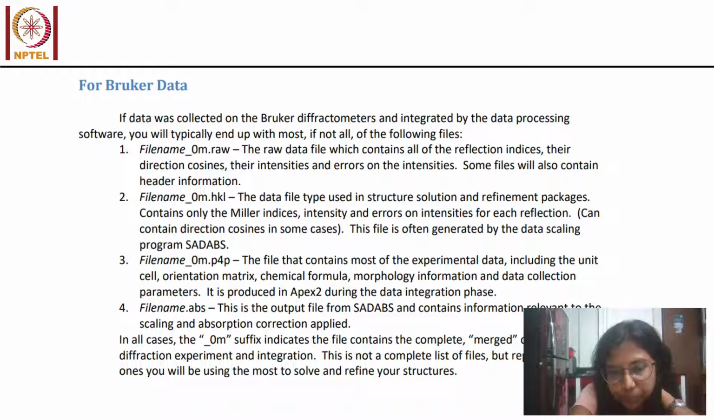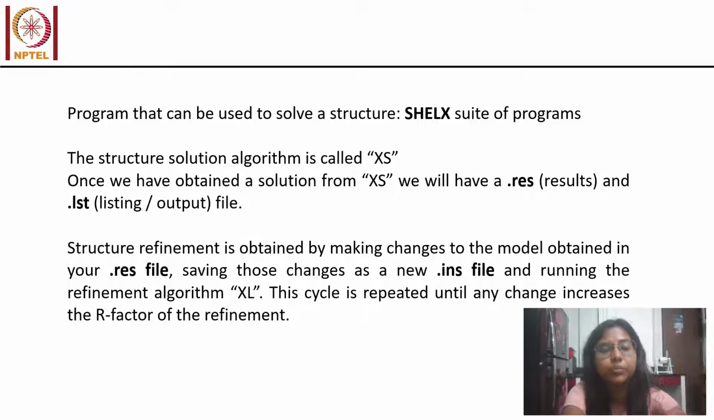Okay, so this .p4p file contains most of the experimental data, including unit cell, orientation matrix, chemical formula, morphology information, and data collection parameters. Then the .abs is just the output file. This is, again, not the complete list of files, but represents the ones which we will use the most to solve.